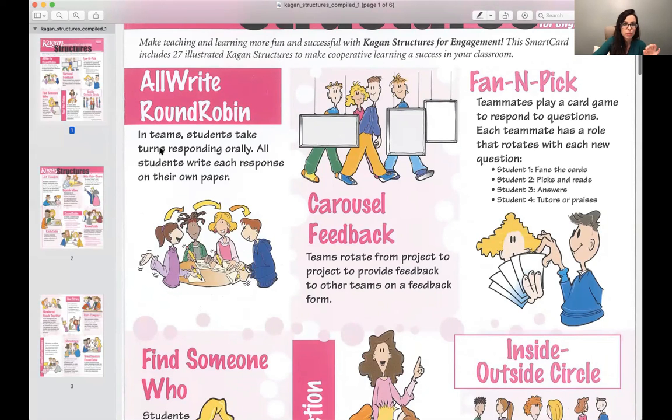So in teams, students take turns responding orally. All students write each response on their own paper. So first of all, they come together, you put a question on the board, and the four of them say, okay, I think it's this, I think it's this, I think it's this. And then afterwards, they're going to write it on their own paper.